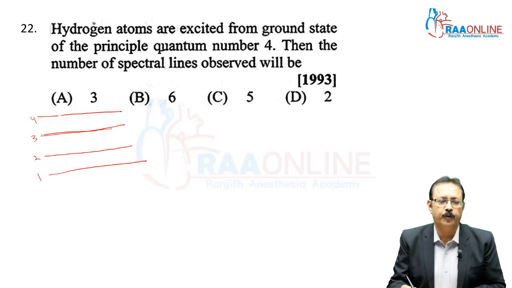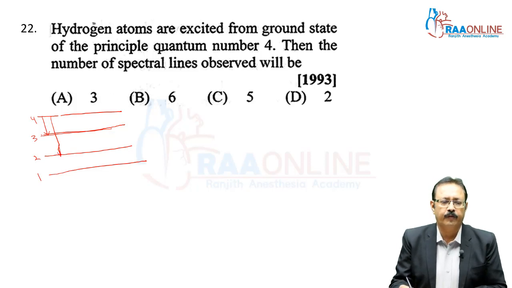If we are talking from fourth to third, you will get one spectral line. Fourth to second, you will get a second spectral line. From fourth to first, this energy difference will give you a third spectral line. Third to second, a fourth spectral line. Third to first, the next spectral line. From second to first, the last spectral line. So we are getting a total of 1, 2, 3, 4, 5, 6 spectral lines.